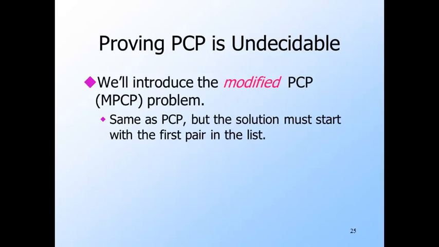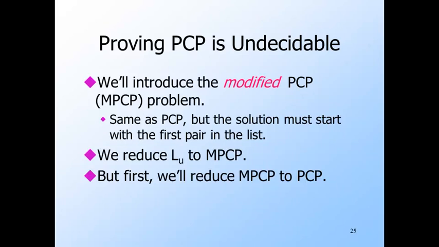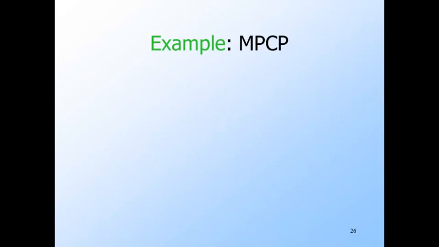We're going to start by introducing a modified version of the problem called MPCP, or the modified Post Correspondence Problem. The modification is that a solution to MPCP must begin with the first pair, but otherwise the modified and original PCP problems are the same. We'll show how to reduce L sub u, the universal Turing machine language, to MPCP, and then we'll show how to reduce MPCP to PCP. In fact, this part is easier, so we'll do it first.